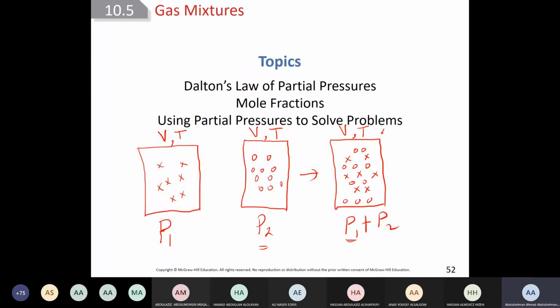Now, how many circles do I have here? 10. And how many circles did I put here? Also 10. And it's the same volume and temperature. That's why the pressure is P2. So the pressure of the gas is actually the addition of the pressure of each one of them. This is called Dalton law. So total pressure, P total, is equal to the summation of the pressures of the individual components. That's called Dalton law.